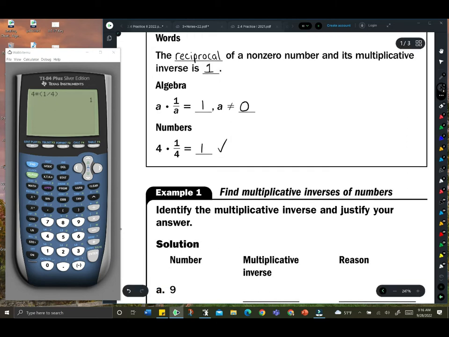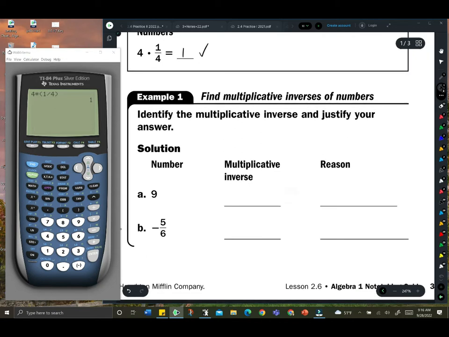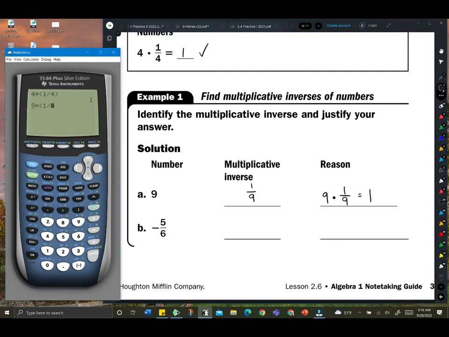So, examples here. The multiplicative inverse and reason. As for the reason, we know it's just the reciprocal. Basically 9, its multiplicative inverse is 1 over 9. The reason is, well, if we take 9 times 1 over 9, you should get 1. And again, checking, 9 times 1 over 9, we get 1. So great.